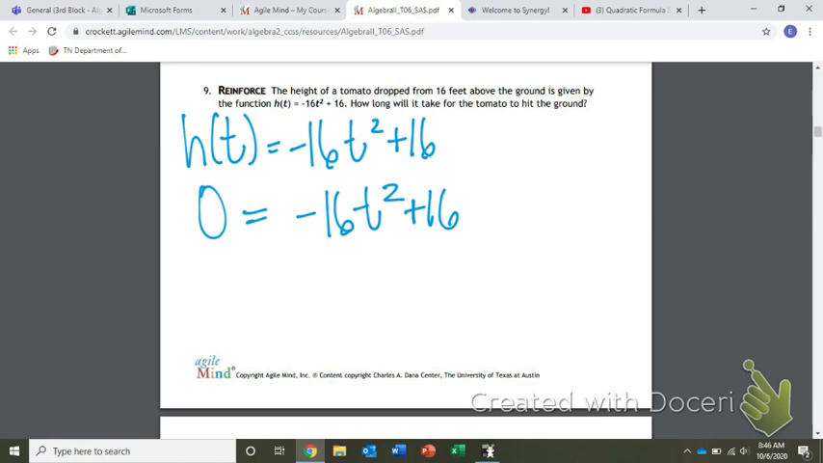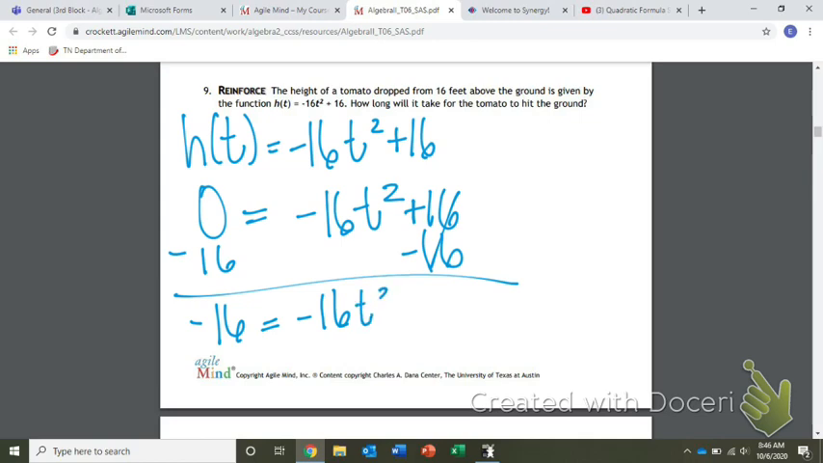So now I have to solve. I want to get t by itself. First, I'm going to subtract 16 from both sides, and I get -16 equals -16 t squared. Now I have to divide by -16 on both sides. -16 divided by -16 is a positive 1, equals t squared. These cancel and these cancel, and I'm left with positive 1 for both.